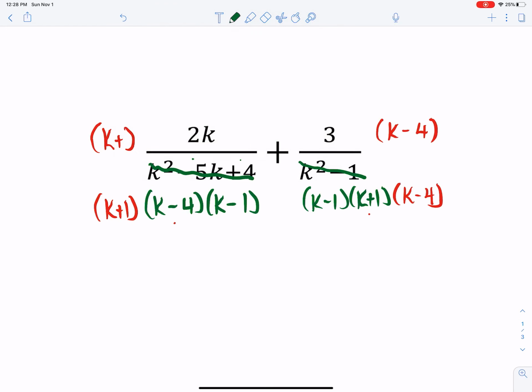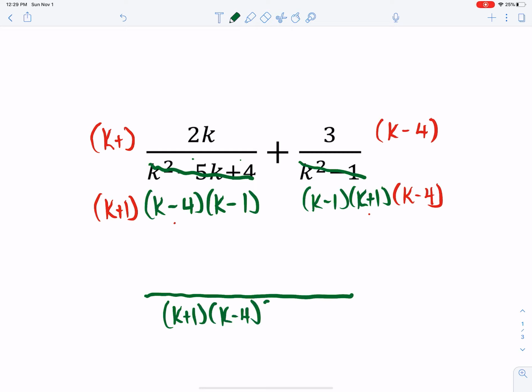So looking at this, I'm going to go ahead and just put the bottom part of my answer, which is going to be k plus 1 times k minus 4 times k minus 1. And from that first fraction, I forgot to put the 1 there.